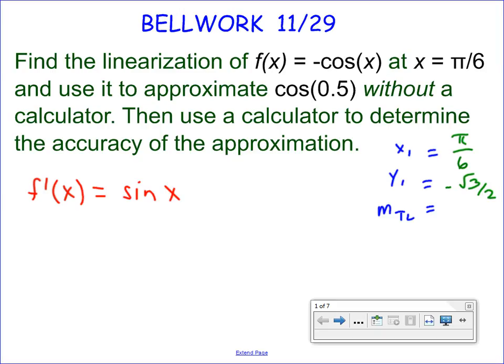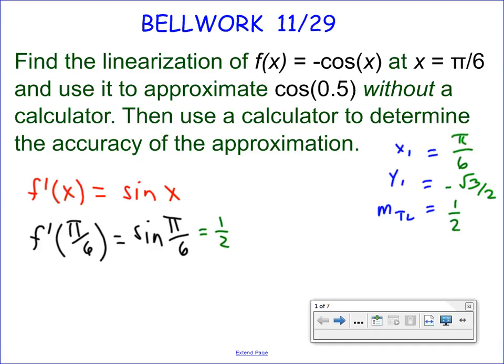Good, thank you. I'll evaluate that at my x coordinate of concern to get the slope of the tangent line. So f prime of pi over 6 equals sine of pi over 6. And the sine of pi over 6 is 1/2. So we're getting a slope of the tangent line that is equal to 1/2, and I have all three pieces.